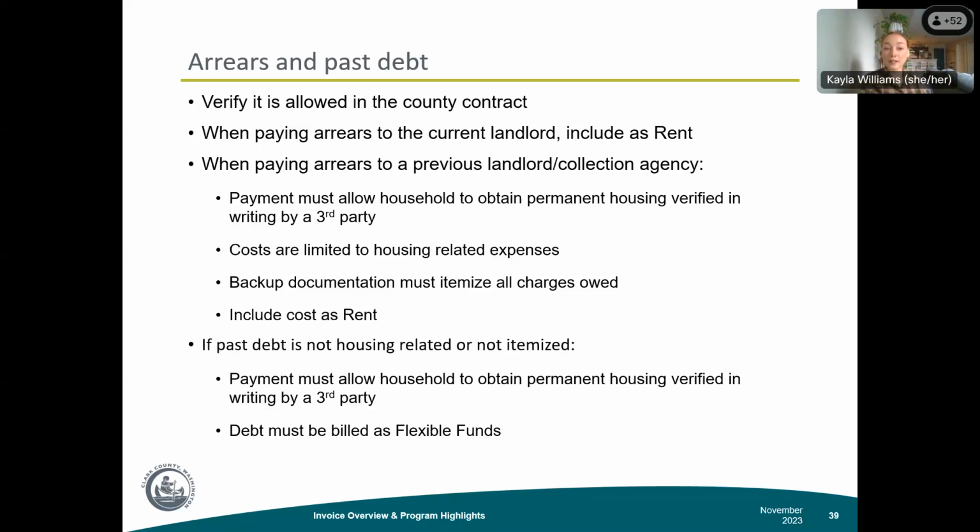If past debt is not housing related, then we need to go through a different avenue. It has to be billed under flexible funds as opposed to rent. And then that needs to be verified in writing by the third party as well, that the payment will allow the household to obtain permanent housing.